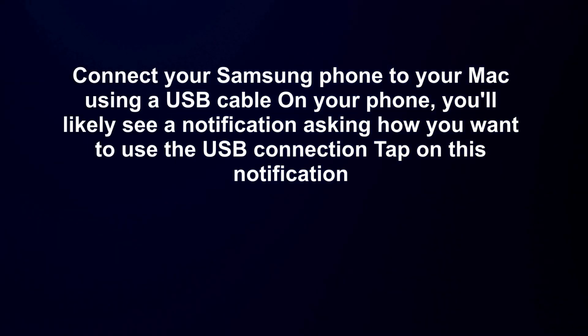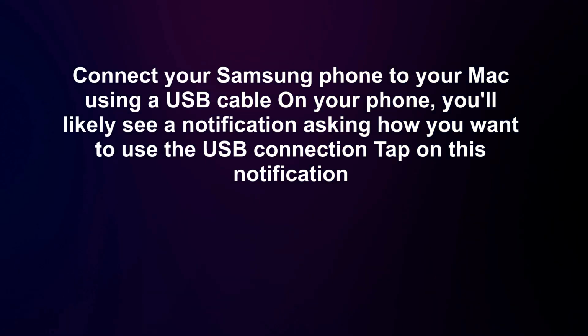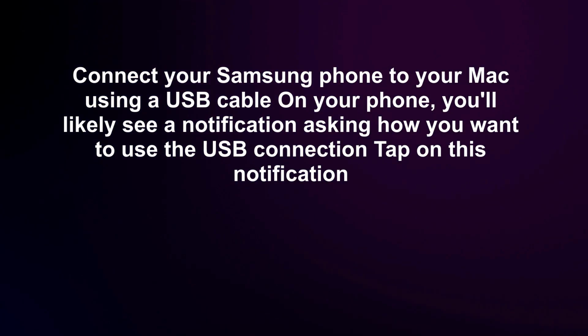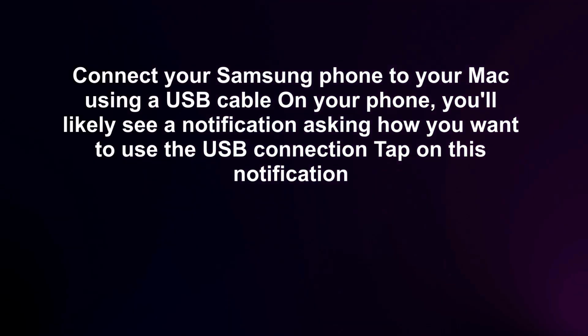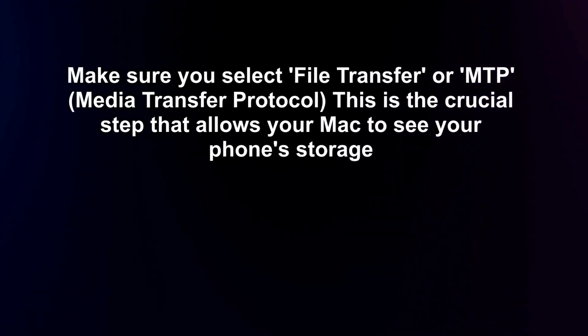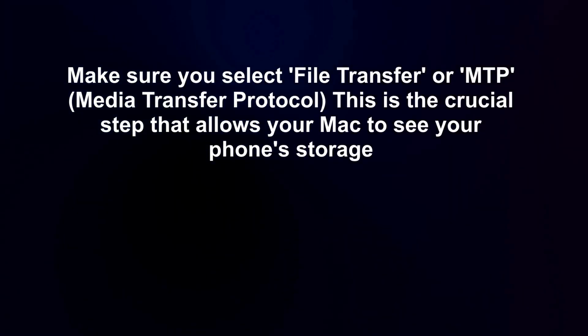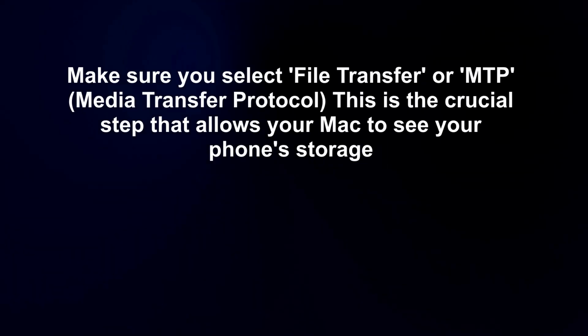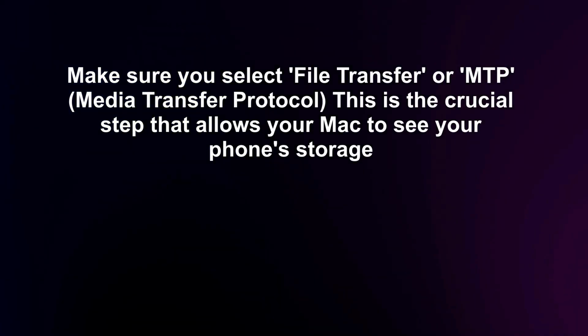Now, let's get your Samsung phone ready. Unlock your Samsung phone. Connect your Samsung phone to your Mac using a USB cable. You'll likely see a notification on your phone asking how you want to use the USB connection. Tap on this notification. Make sure you select File Transfer or MTP, Media Transfer Protocol. This is the crucial step that allows your Mac to see your phone's storage.